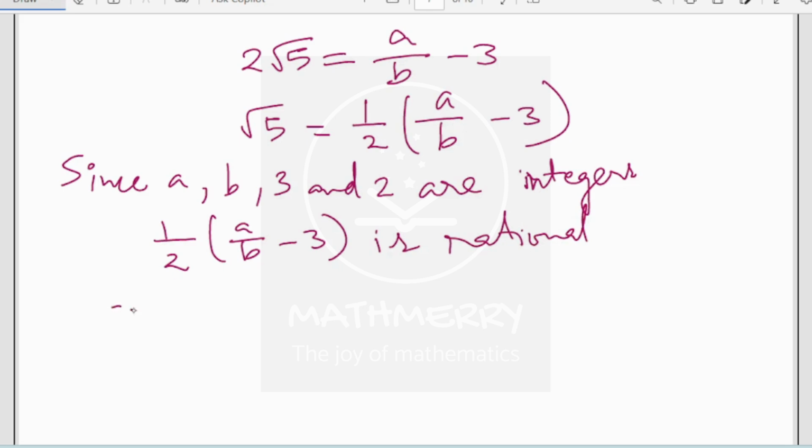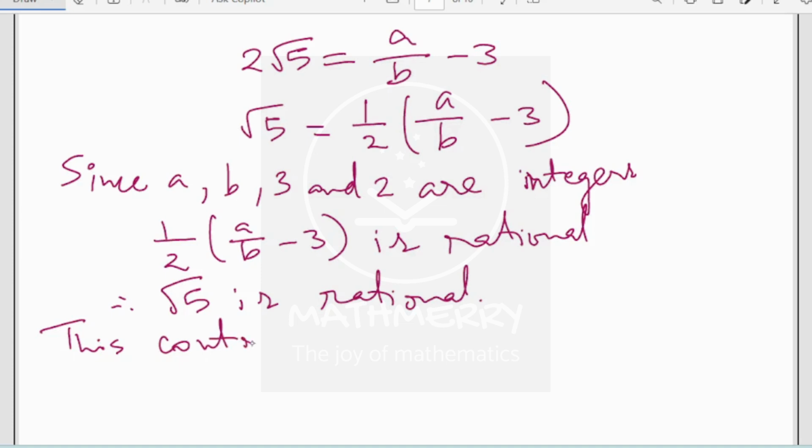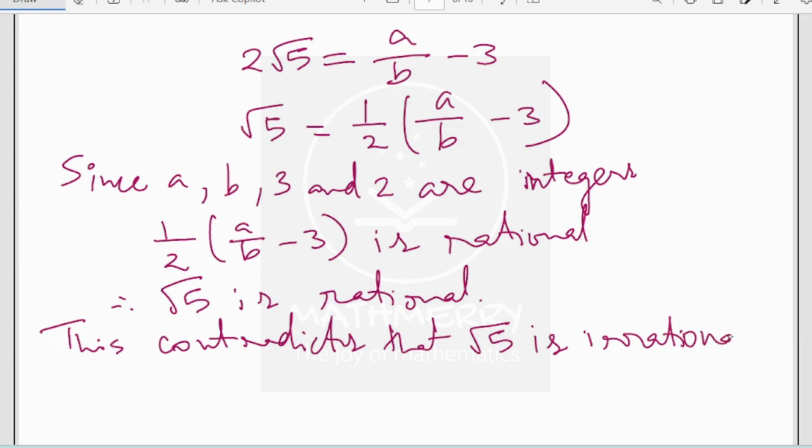So then we can say that root 5 is rational. But we know for a fact that this contradicts that root 5 is irrational. So this contradicts that root 5 is irrational. So our assumption is wrong.